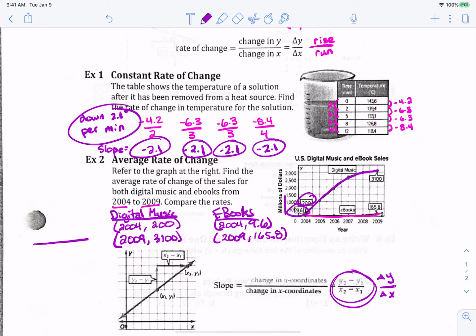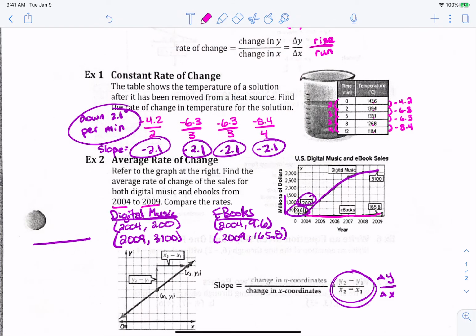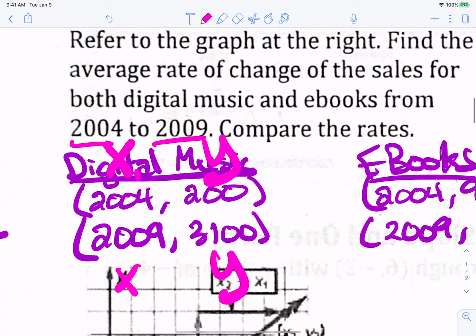So let's do digital music over here. So I say Y2 minus Y1 over X2 minus X1. That's great, but if you don't know what X1 and Y1 and X2 and Y2 are, you're just in big trouble. What's X1 and Y1? X, Y, X, Y, right? Okay, which one's the first X? 2004. The first Y is 200. The second X is 2009. The second Y is 3100, right? The first set, the second set: X, Y, X, Y.